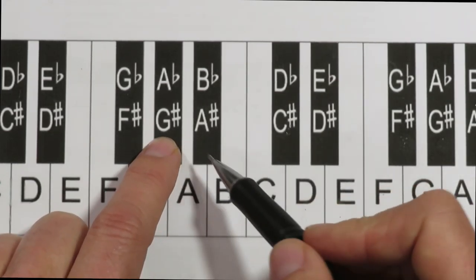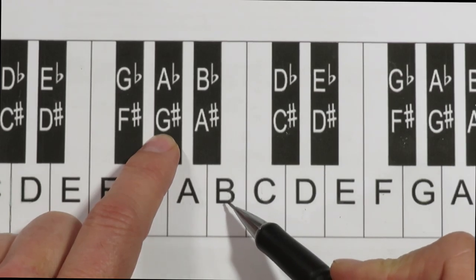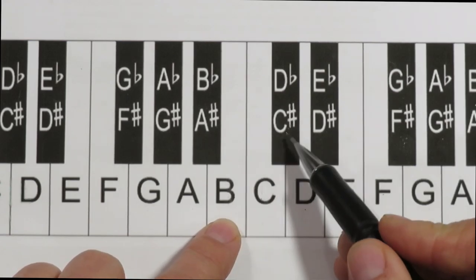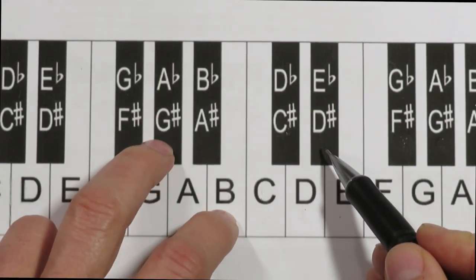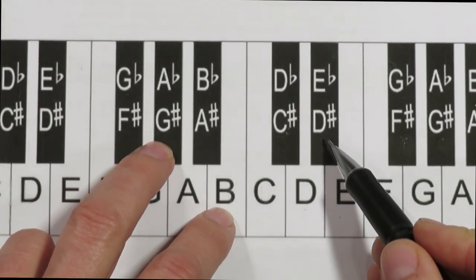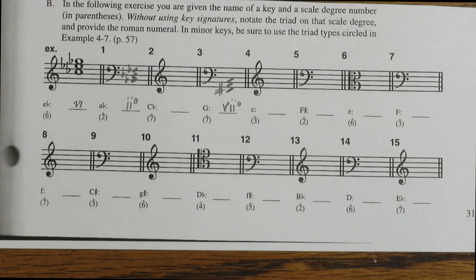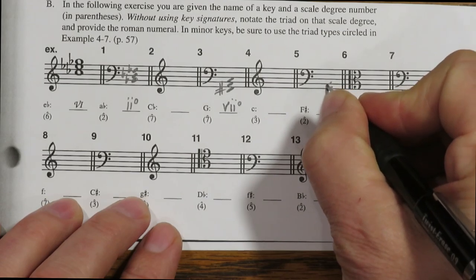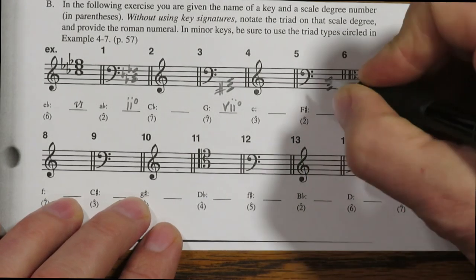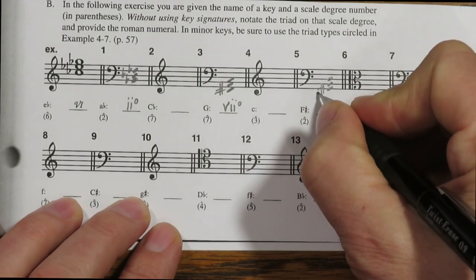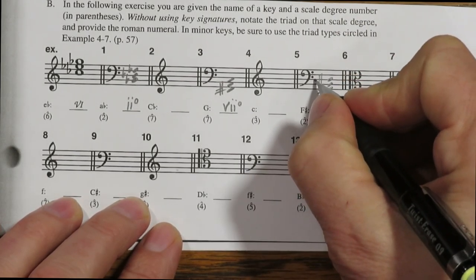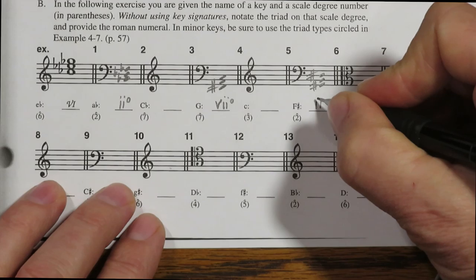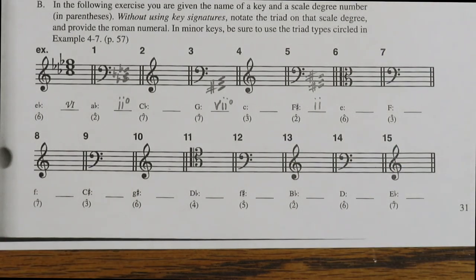So we need a G sharp, a minor third up, 1, 2, 3 half steps to a B natural. And then a major third up from the B would be 2 whole steps, C sharp, D sharp. So we need G sharp, B, D sharp. That's our minor two chord. G, B, D, and G sharp, B, and D sharp. Okay, so we just put a lowercase 2 there.